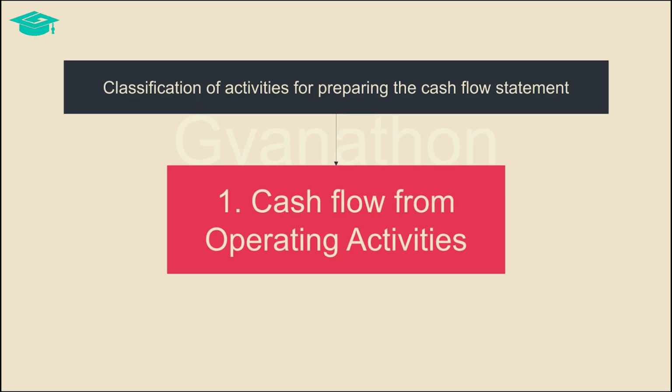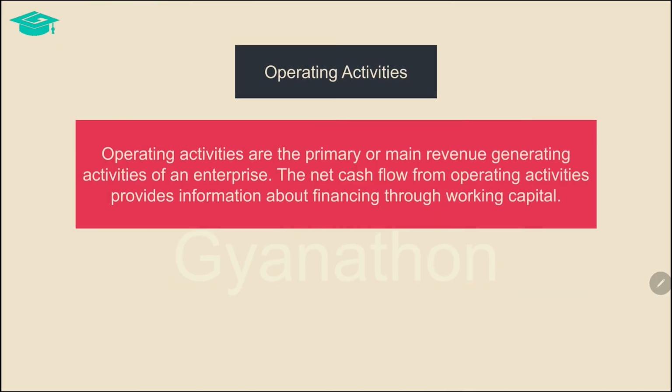First, let us discuss cash flow from operating activities, its meaning, and what are the cash flows that come under this classification. Operating activities constitute all the primary activities for running of day to day business. All the activities involving inflows and outflows of cash that finally lead to generation of revenue for the business enterprise are categorized as cash flows from operating activities.